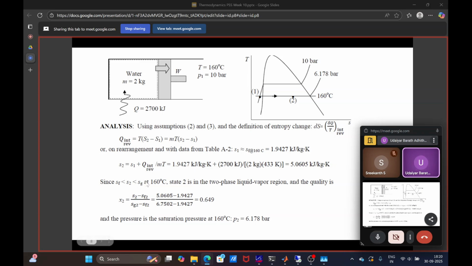From a saturated 160, that is the saturated pressure which you will get. So that is your pressure. That is 6.178 bar.